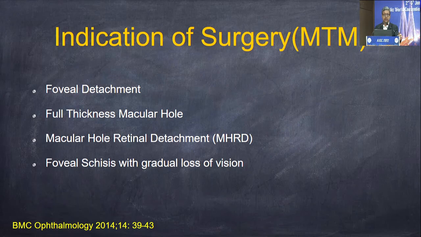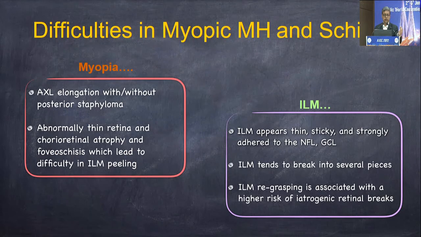So what are the indications of surgery in these cases? Mainly foveal detachment. Full thickness macular hole is the second point. The third point is macular hole along with retinal detachment, and sometimes if the foveal schisis is progressing with gradual loss of vision. The difficulty often faced is the long, elongated axial length, which is the main difficult part of doing surgery, and sometimes we cannot reach the posterior pole. We have to make some adjustments in order to reach the posterior pole.